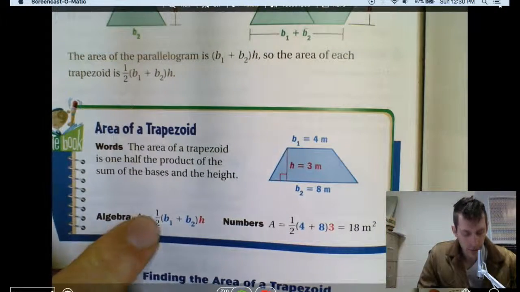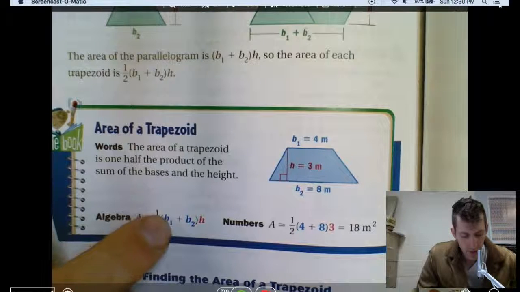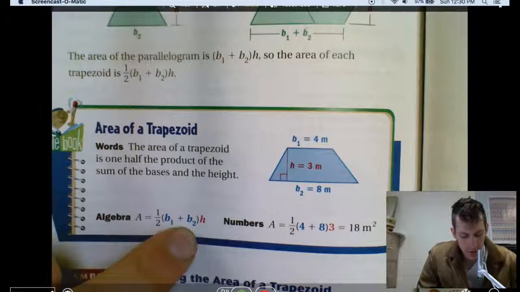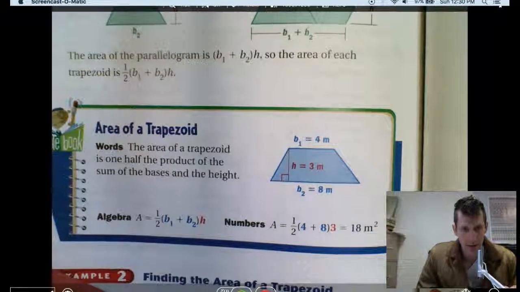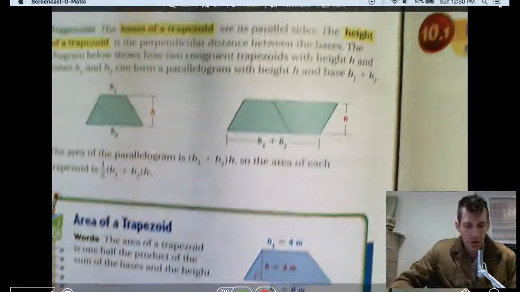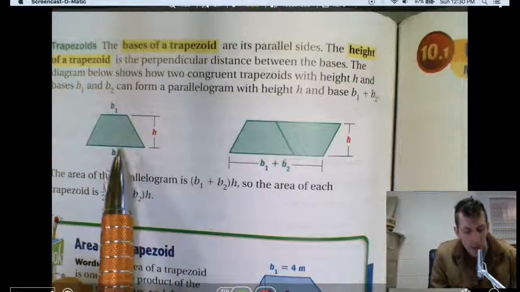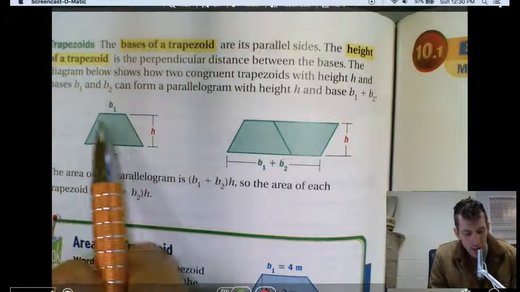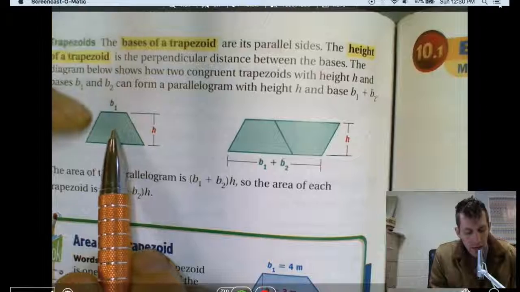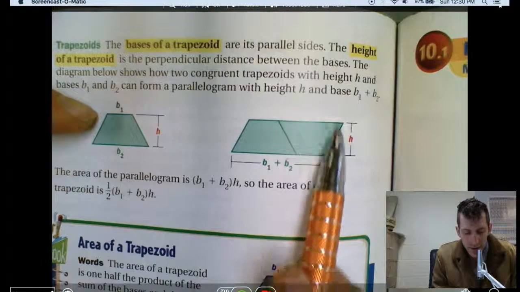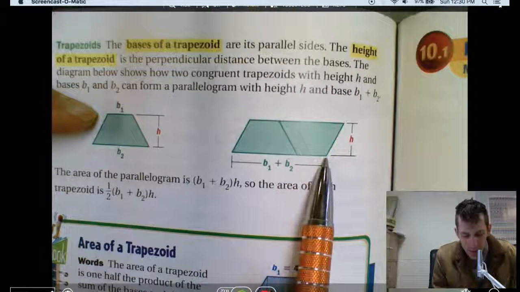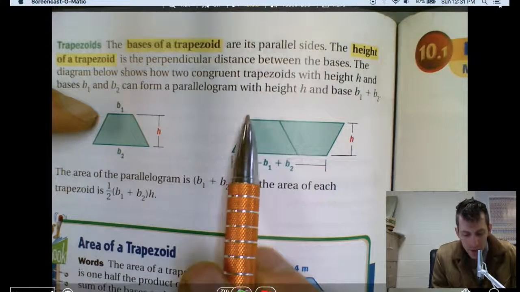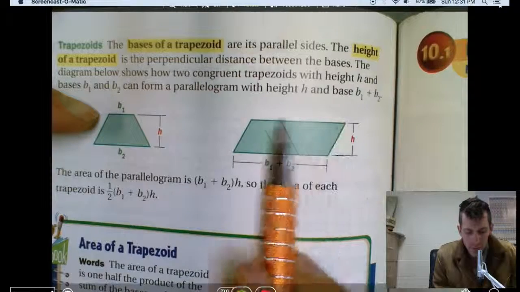Area equals 1/2 of base 1 plus base 2, all in parentheses, all of that times the height. Now what they're showing you up here is that if you take one trapezoid and duplicate it and stick another one right next to it like that, that means you have a base 1 and a base 2 for the base of the bottom. You have a base 2 and a base 1 for the base of the top.